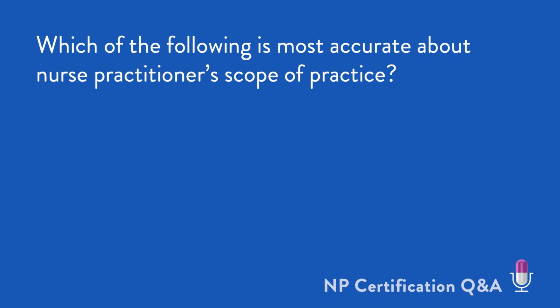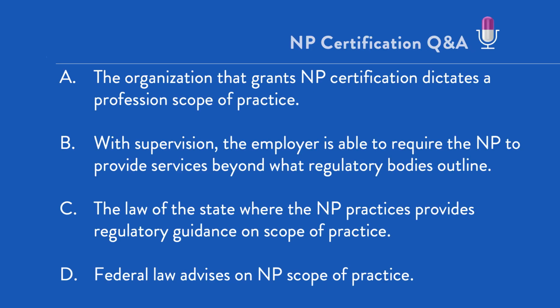Which of the following is most accurate about nurse practitioner scope of practice? A, the organization that grants NP certification dictates a profession's scope of practice. B, with supervision, the employer is able to require the NP to provide services that are beyond what regulatory bodies outline. C, the law of the state where the NP practices provides regulatory guidance on scope of practice. D, federal law advises on NP scope of practice.